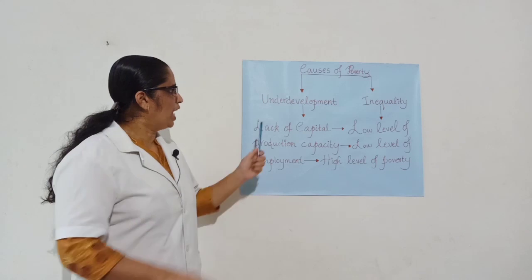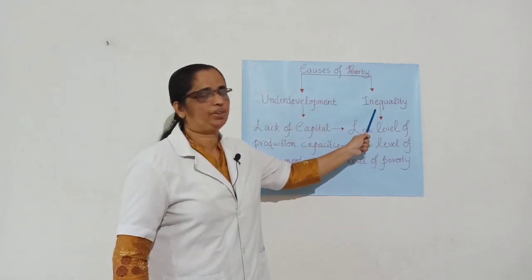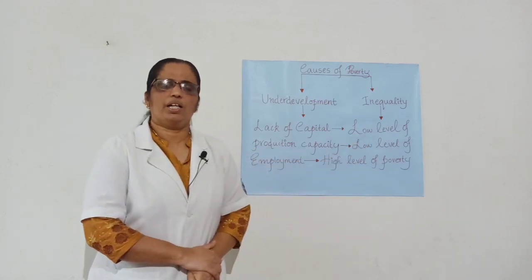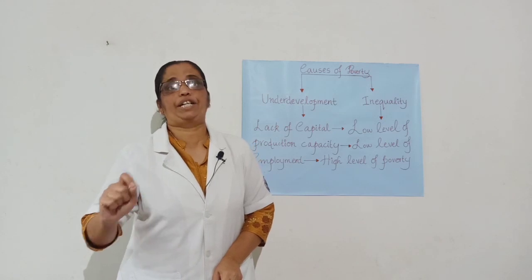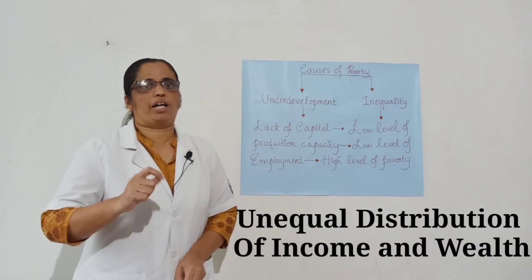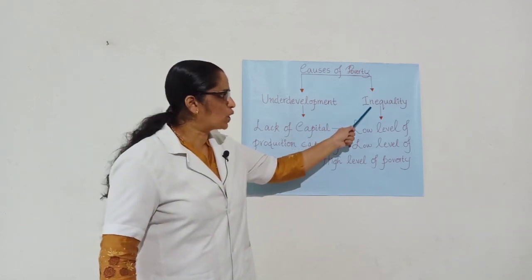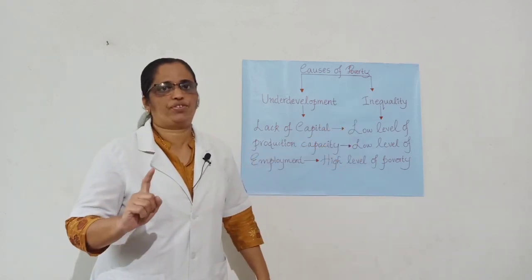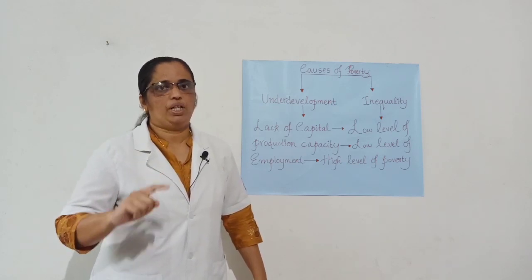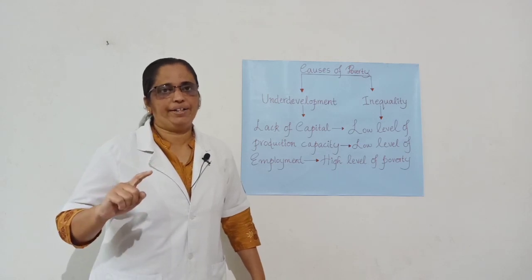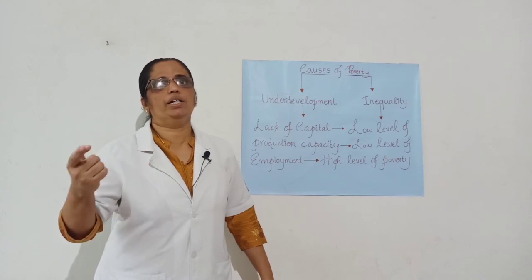Now, the second important cause of poverty in India is inequality. What do you mean by inequality? Inequality means, as you know, inequality in the distribution of income and wealth, that is, unequal distribution of income and wealth. Inequality shows not only the size of unequal distribution of income and wealth, but also the possibilities of widening the gulf between rich people and poor people in the near future.